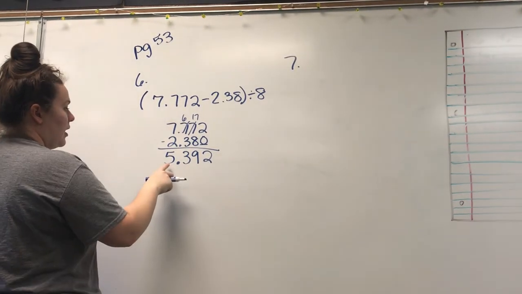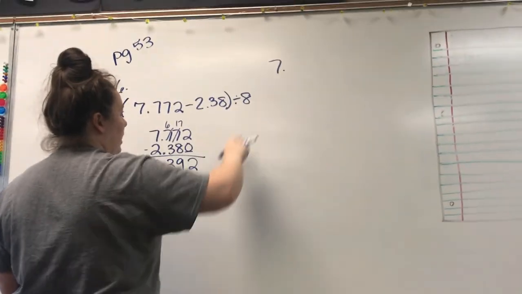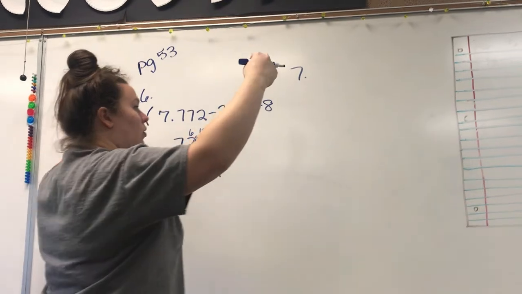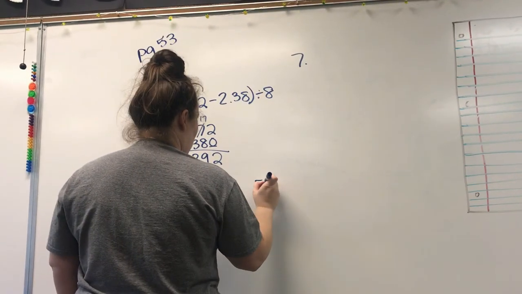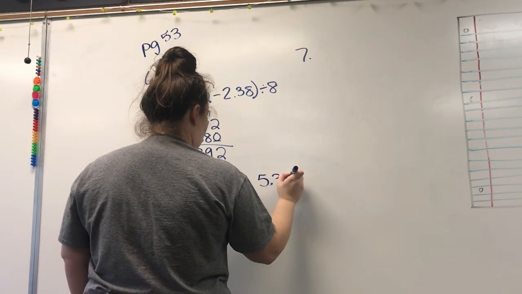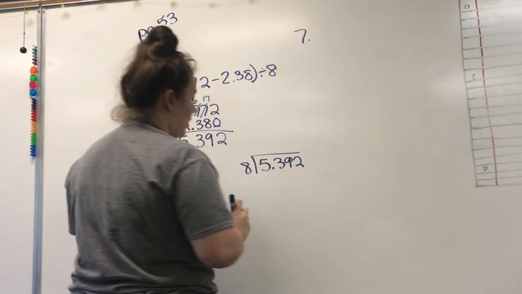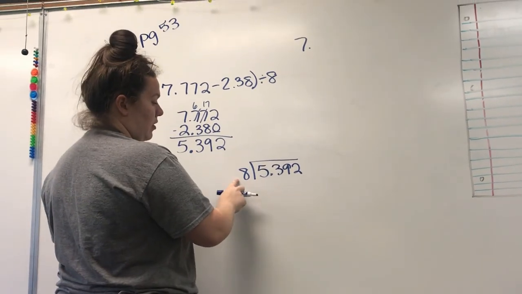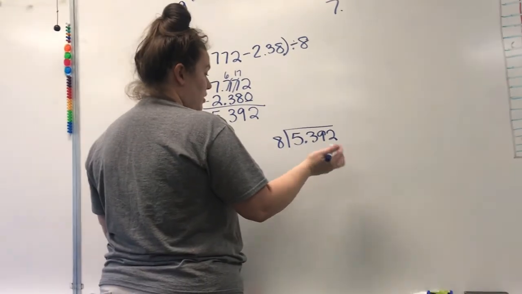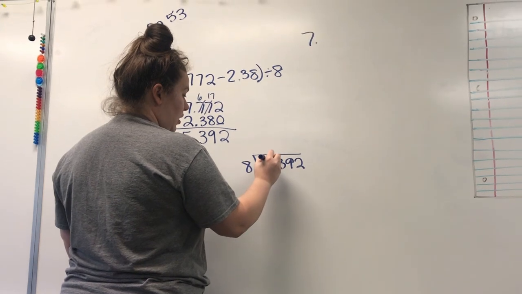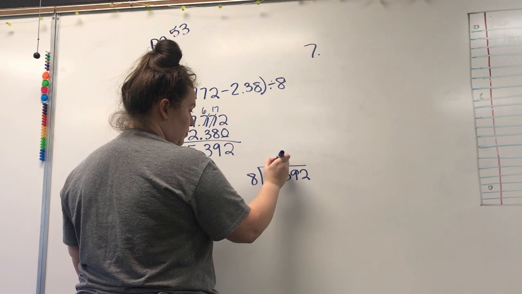Okay, now it's saying 5.392 divided by 8. Remember, on our wheel, we flipped them. So this is actually going in the division house. Do I need to move any of the decimals out here? No, there aren't any. So do I need to move any out here? No, I don't need to. So I can automatically bring this straight up, the decimal.